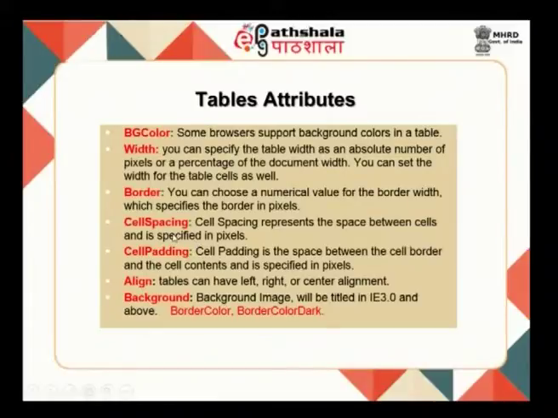And we can provide cell spacing. There is an attribute called cellspacing. This represents the space between the cells and is specified in pixels, and cellpadding is the space between the cell border and the cell contents, and it is also specified in pixels. And you can have an attribute like the align attribute. This is to align your table either to the left, right or to the center. And there is another attribute called background. This provides a background image.